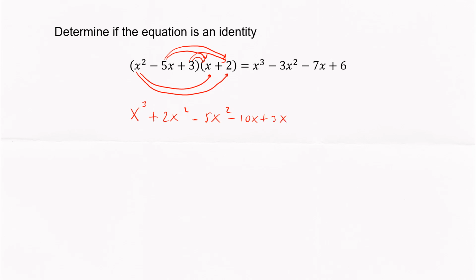And 3 times 2 is 6. So now on the left here, we've combined like terms. We would get x cubed. 2x squared minus 5x squared is negative 3x squared. Minus 10x plus 3x is negative 7x, plus 6. So that's our left-hand side, which is equal to our right-hand side: x cubed minus 3x squared minus 7x plus 6.